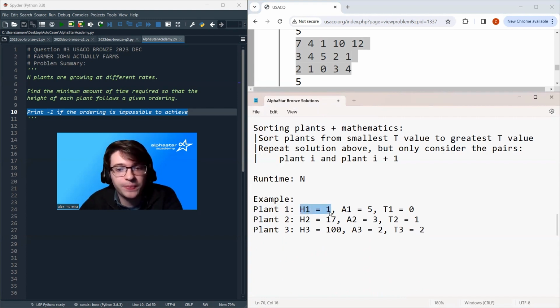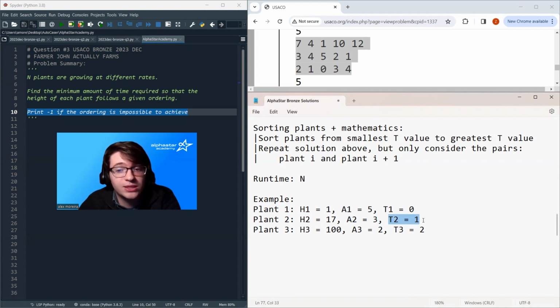The first plant has height 1, a growth rate of 5, and its t-value is 1. This means plant 1 needs to become the tallest plant. Plant 2 has a height of 17, it has a growth rate of 3, and a t-value of 1.